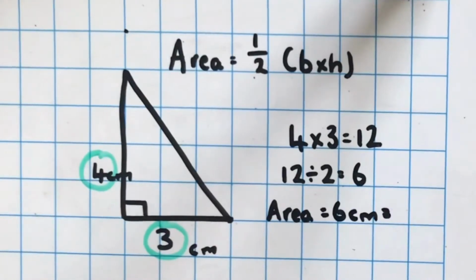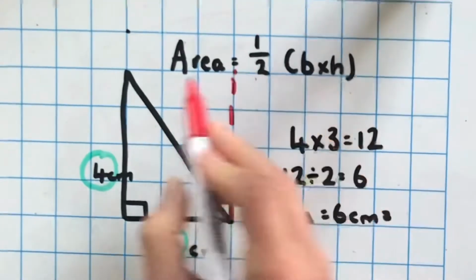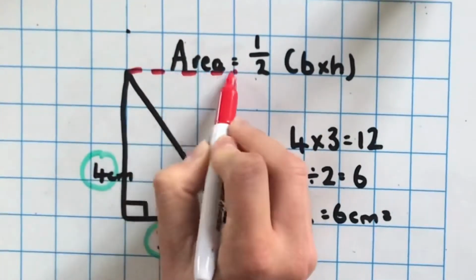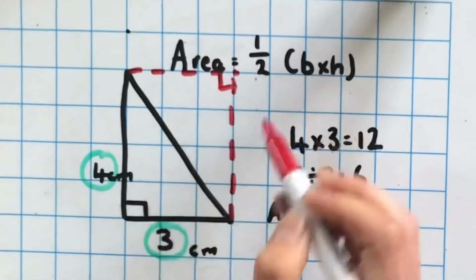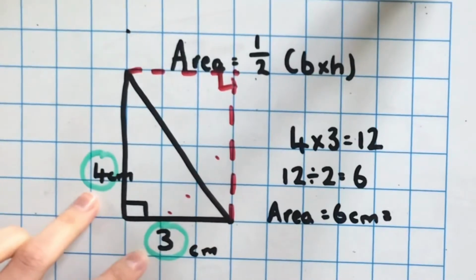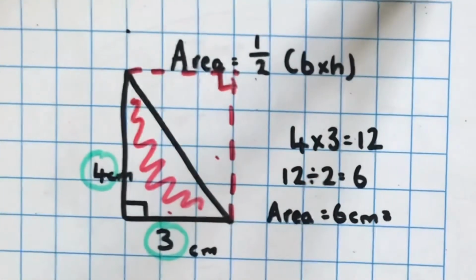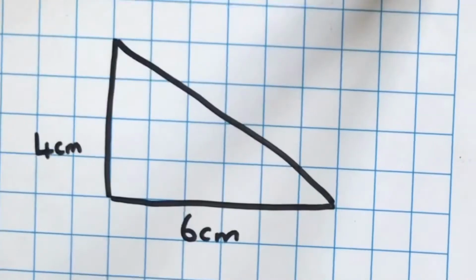I'll just show you why you do half the base times height. Okay, so if you draw the other half of that like that, okay, a wee right angle there, you've got 2 identical right angle triangles. When they're put together, they make a rectangle. Okay, so the area of the whole rectangle is 12, 4 times 3, and then this part of it is half of that, so that's why you divide the area of the whole rectangle by 2. We'll look at another example.